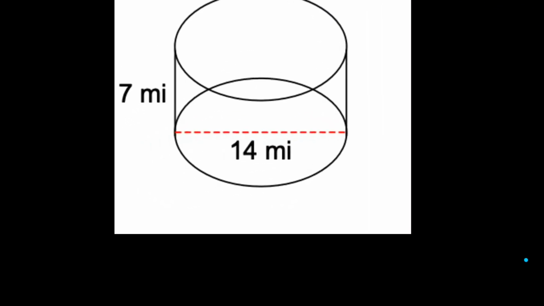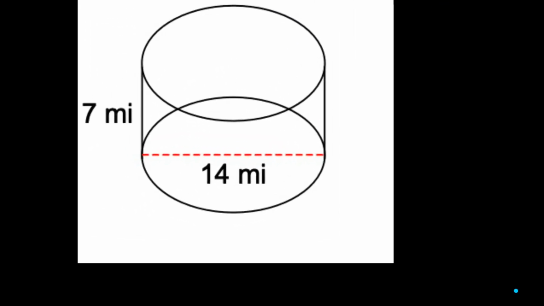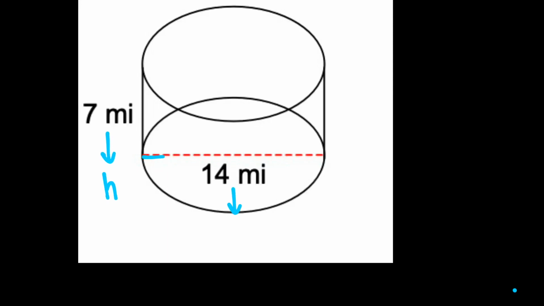I'm going to go over to my diagram and identify what my r and my h is, or are. So 7 is the height. It connects the two bases. When I look at 14, it goes all the way across the circle. So I know 14 is my diameter. And in order to find my radius, remember, all you have to do is take half of the diameter. So I know my radius is 7.